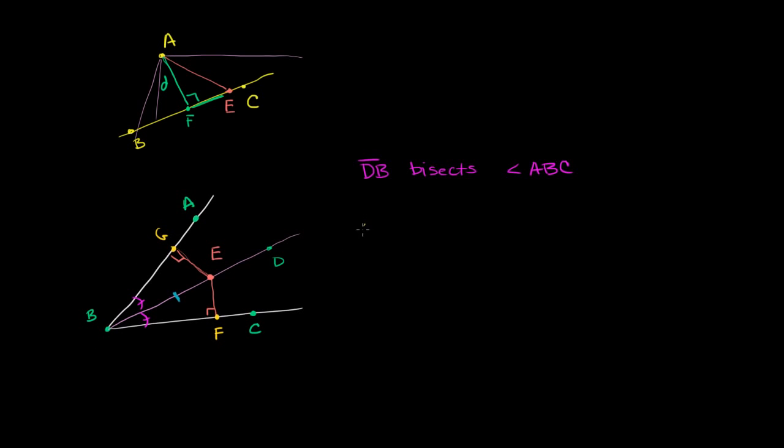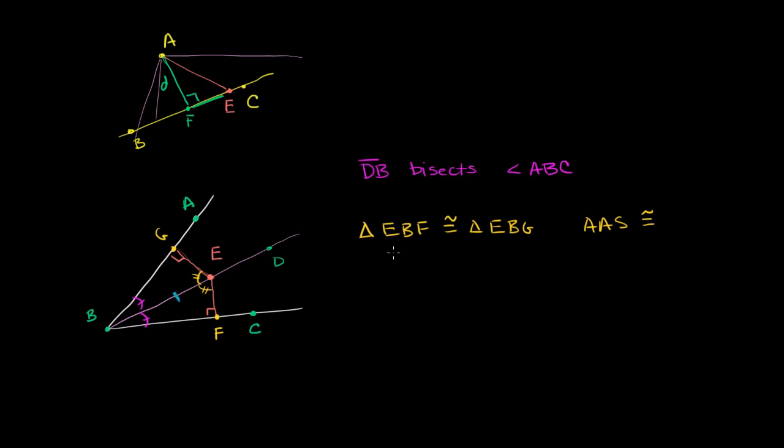We can say that triangle EBF is congruent to triangle EBG, and we could use angle-angle-side congruency. Or you say, hey, if two corresponding angles are the same, then that third angle is also going to be the same. So this angle right over here could also be the same, and then you could use angle-side-angle. But either way, these two triangles are going to be congruent. And if these two triangles are congruent, then the corresponding sides are going to be congruent.